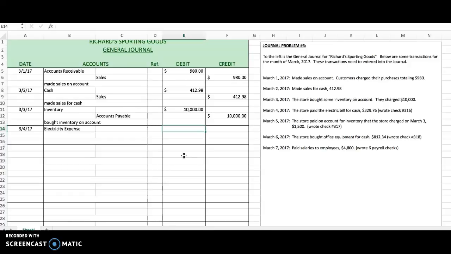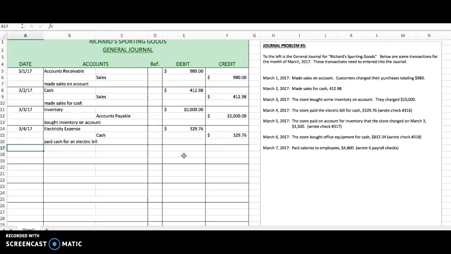It went up. So when an expense goes up, you should know that it is debited. So 329.76. That's the debit part. What happened with cash? We did pay cash, right? We wrote a check. We must have paid cash. So cash went down. So when an asset goes down, it's credited by the same amount. And that's how much we wrote the check for. So paid cash for an electric bill. That's our description.